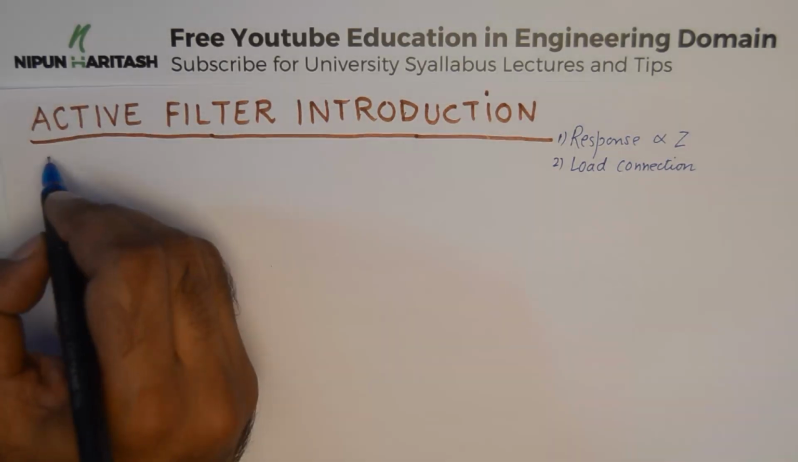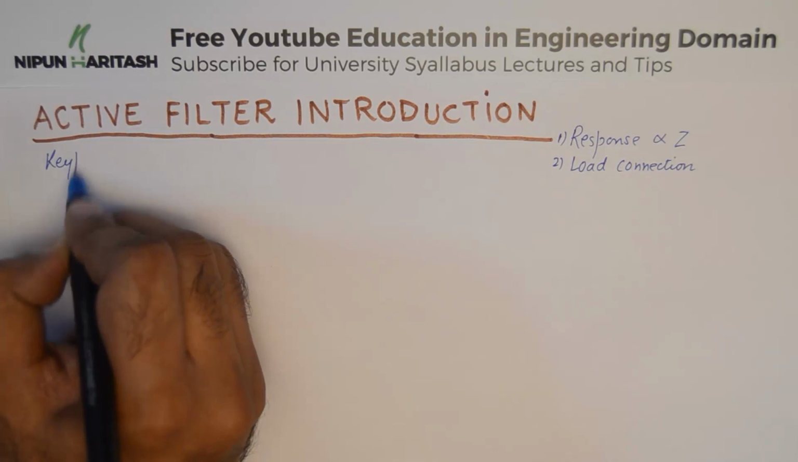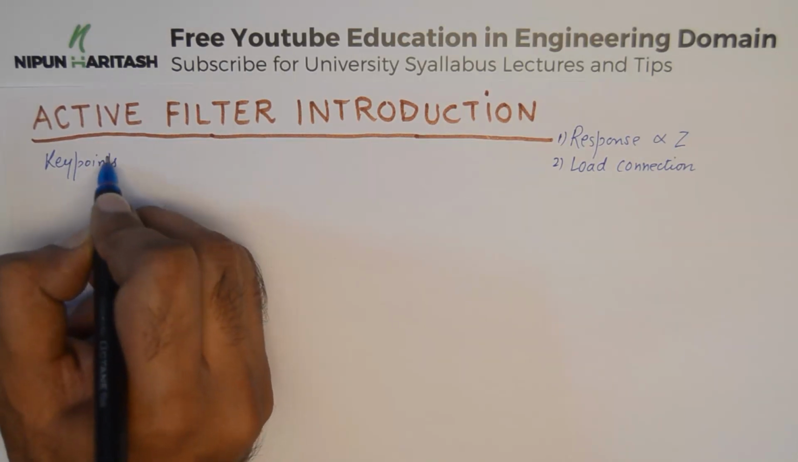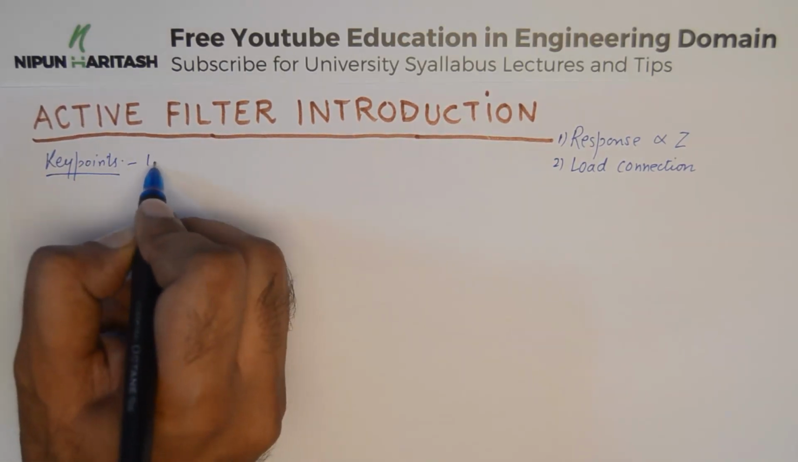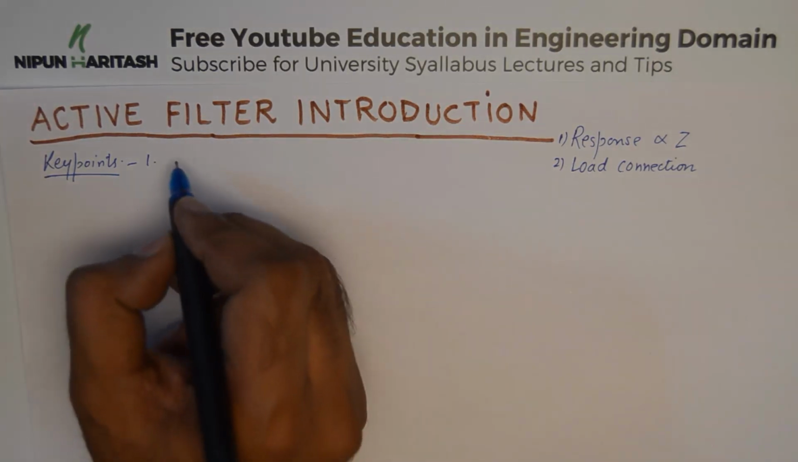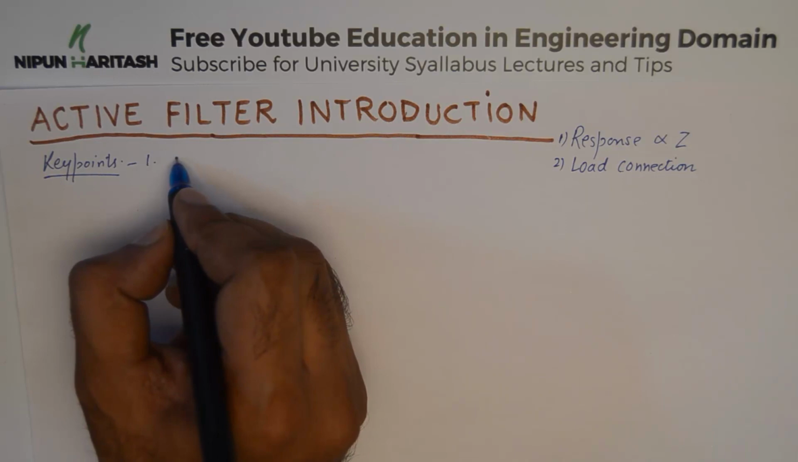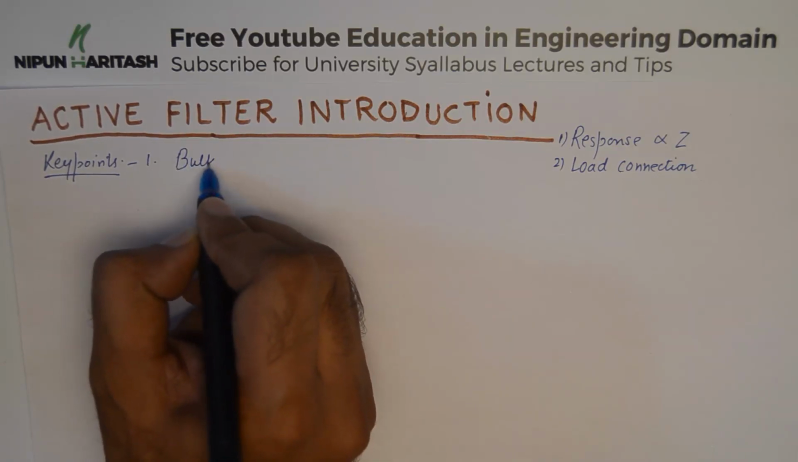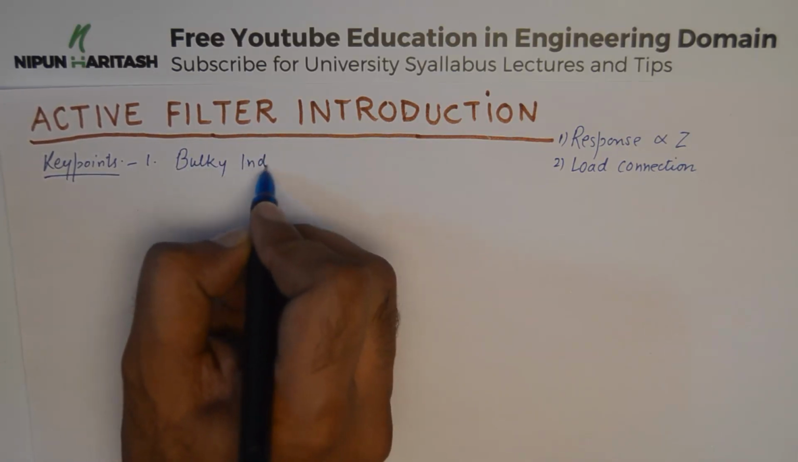And the first key point here, I write down the key points first. The first key point was the active filters. They did away with the bulky inductors. So bulky inductors were removed.